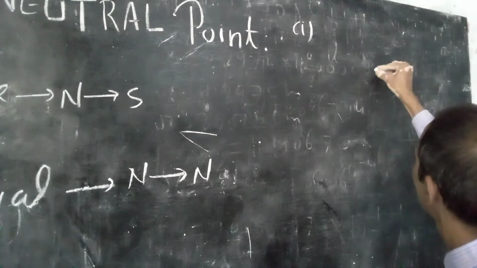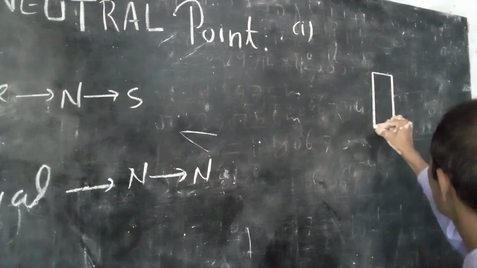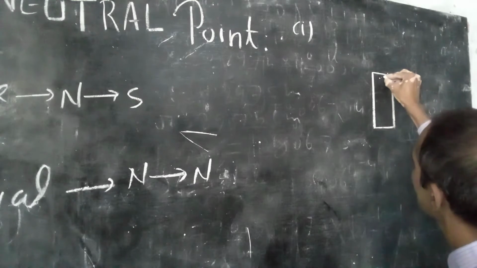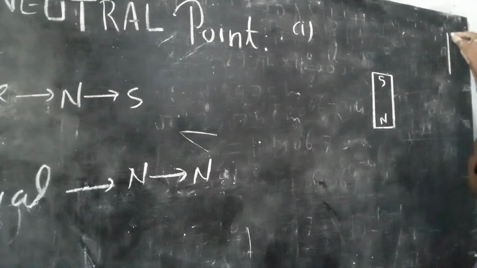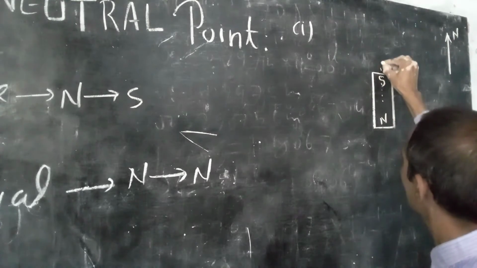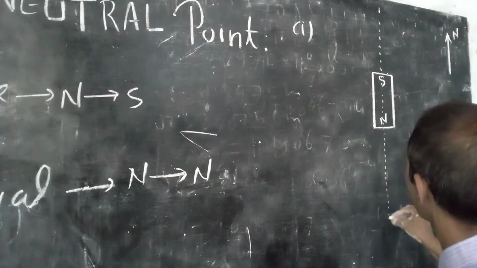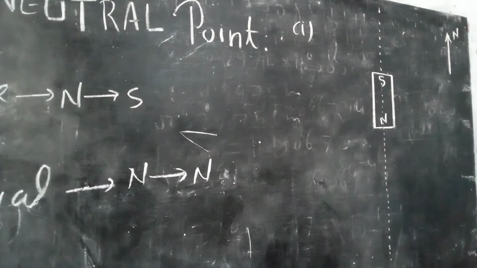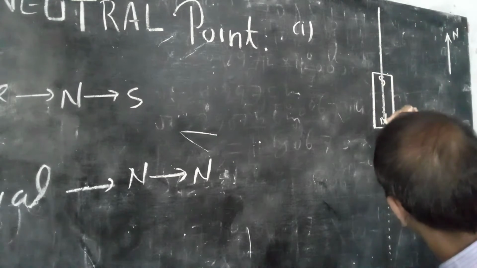Suppose this is your bar magnet. In this case, the magnetic lines of force of the bar magnet, with its south pole toward the north of the Earth, are symmetric about the axis. The line joining the south to the north of the bar magnet is the axis. So this is your axis, and you get magnetic lines of force symmetric about this.